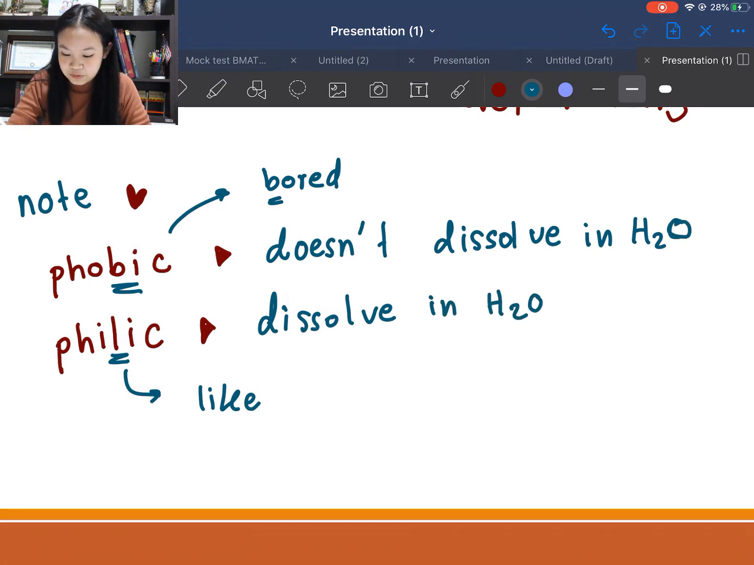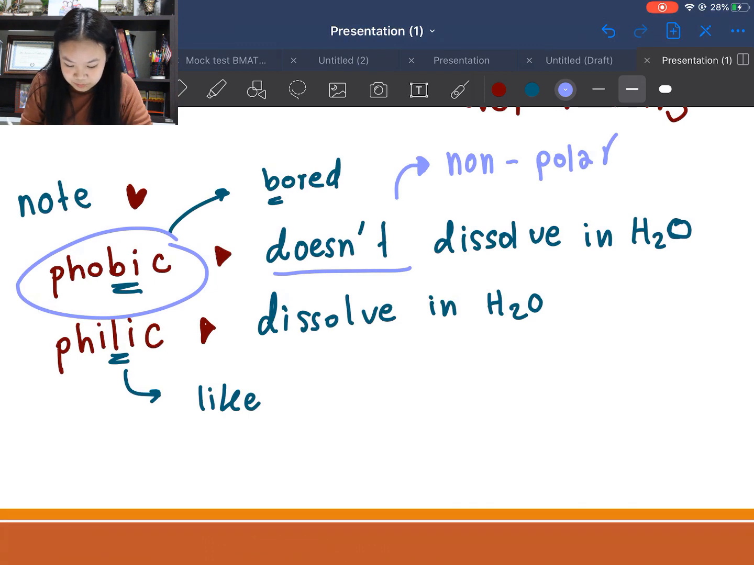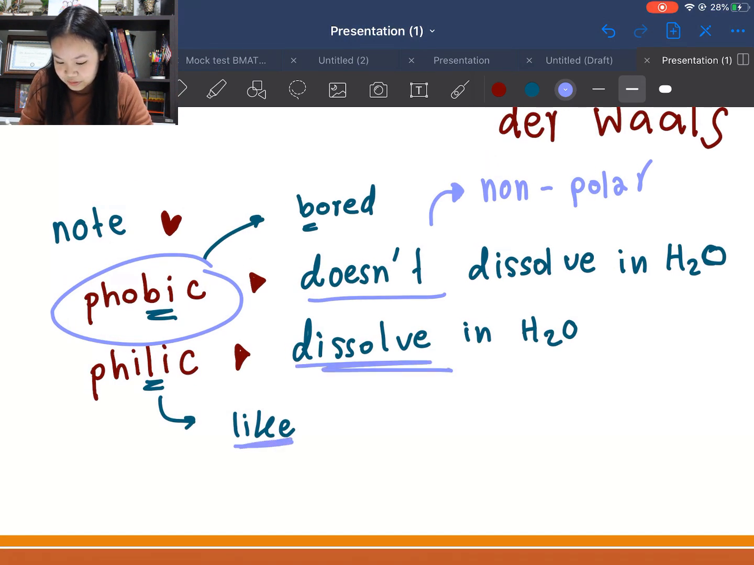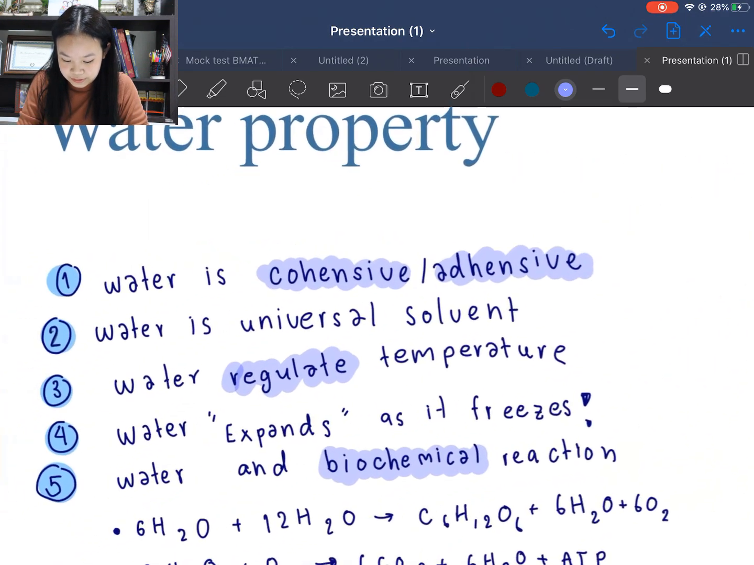In another word, hydrophobic means it does not dissolve. This means non-polar. While hydrophilic means it likes water and it dissolves. So this means it is polar. Some examples of non-polar are lipids and all of those oily things. But polar are just anything that dissolves in water. So here goes. Water.